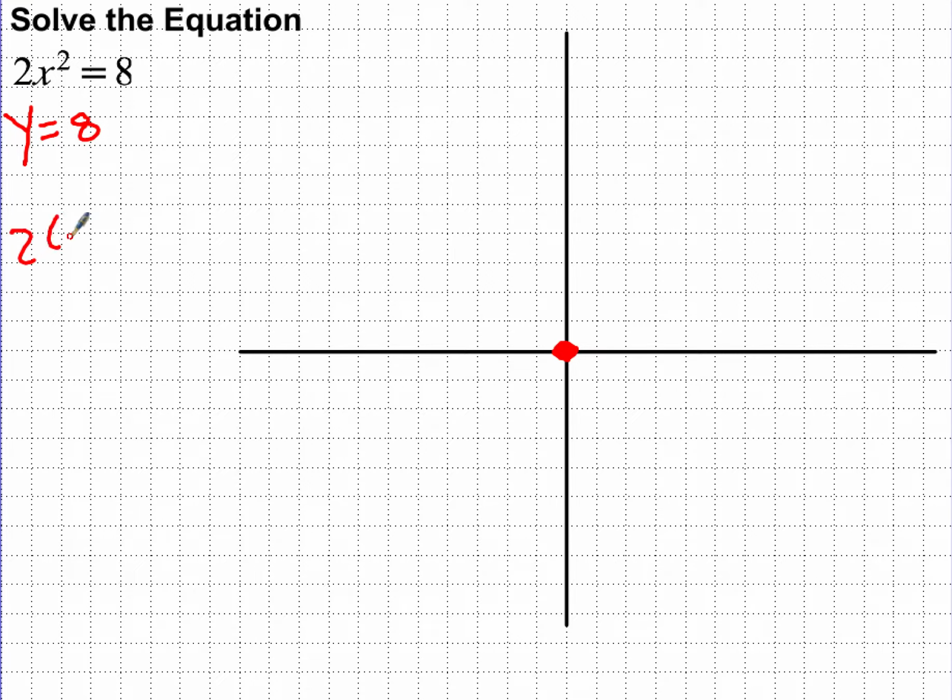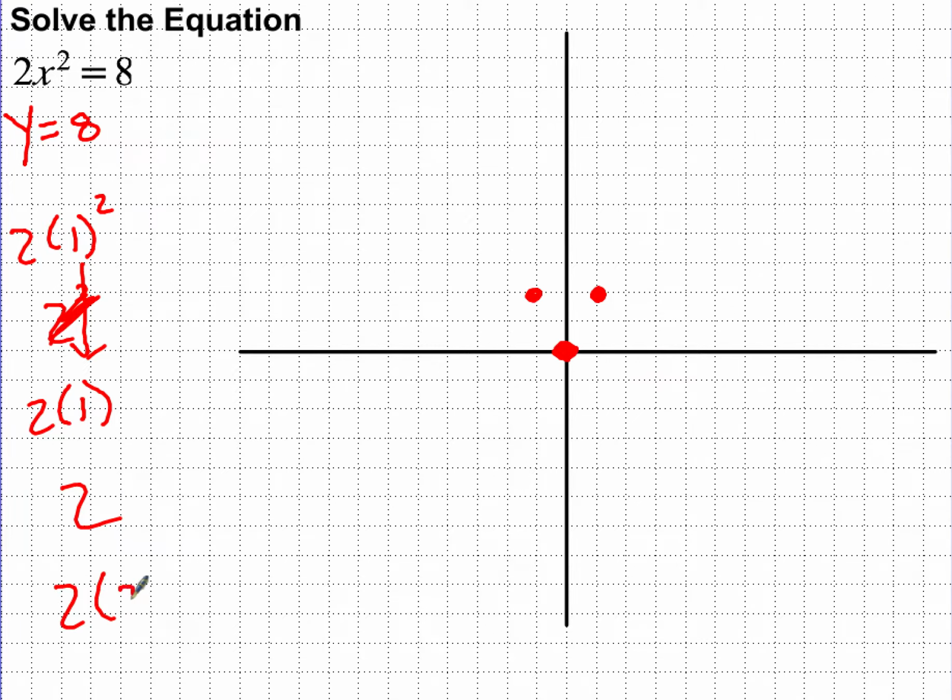So if I have 2 times 1 squared, that's going to give me 2 times 1, because 1 squared is 1. Okay, and then I still bring down my 2. And 2 times 1 is just 2. So for x equals 1, I'm going to have y equals 2. Okay, there's my point, but it's symmetrical on both sides. Okay, now I'm going to do the same thing for when x is 2.